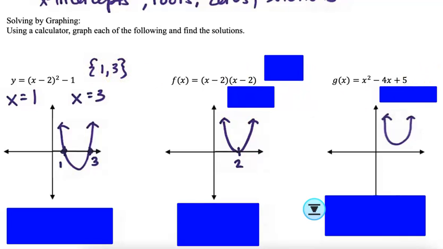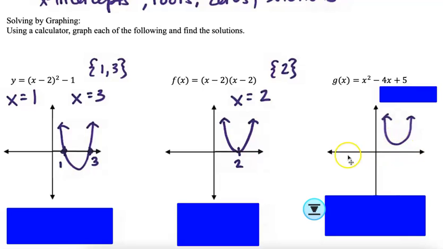This middle graph only hit the x-axis once. It kind of repeated hitting it at a 2. So there's only one answer, x equals 2. Again, you could put that in a curly bracket if you wanted to. Totally up to you which one you would like to do. This last one did not hit the x-axis at all. So this is actually no solution, or there are no solutions to this problem.